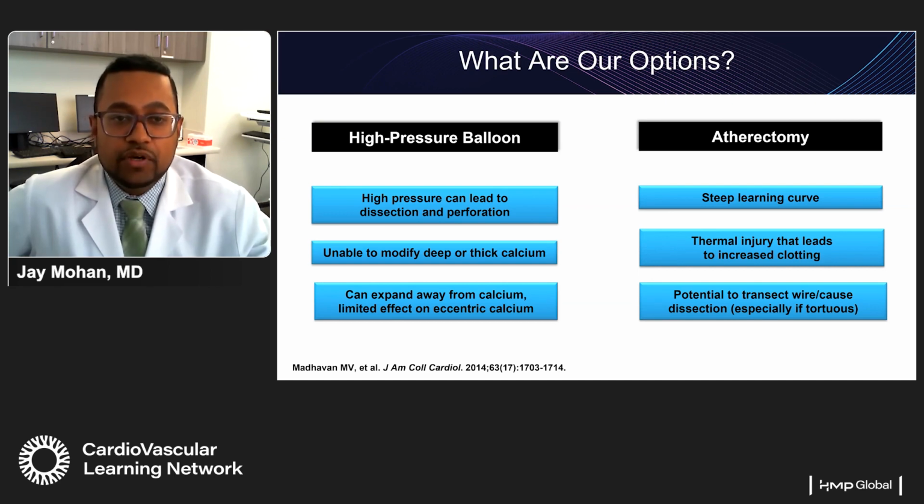When you use a high pressure balloon, you can lead to perforations and dissections, because the balloon inflates and picks the path of least resistance, which is usually the contralateral side of the vessel that's not calcified, and it pushes the calcium outward, creating a perforation. It doesn't change anything with deep calcium. You're maybe modifying a degree of the superficial calcium, and like I said, it pushes calcium away in an eccentric lesion.